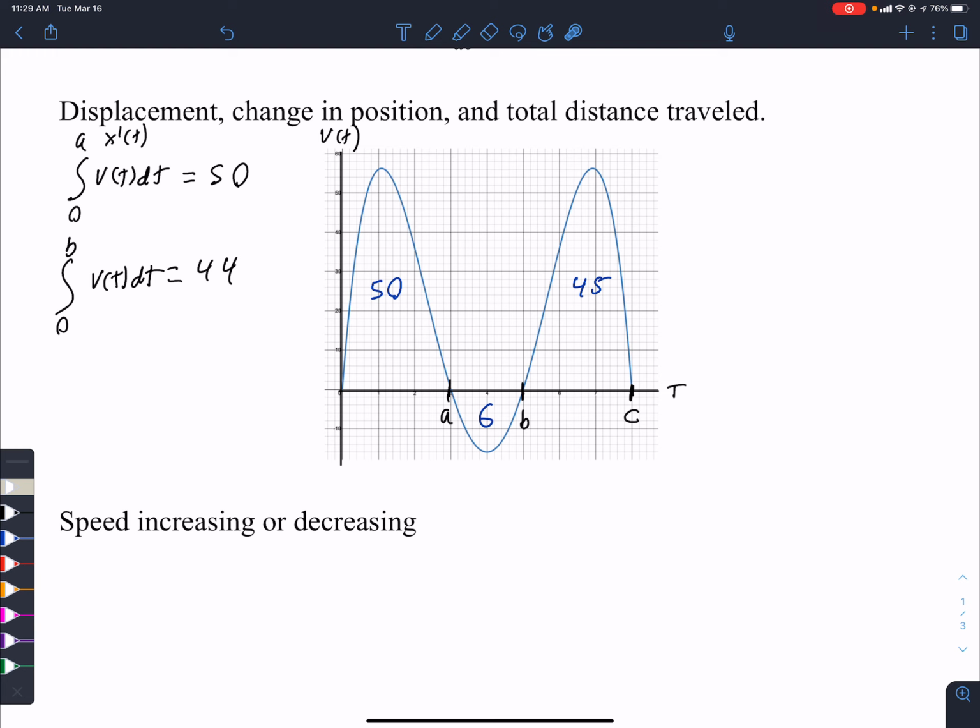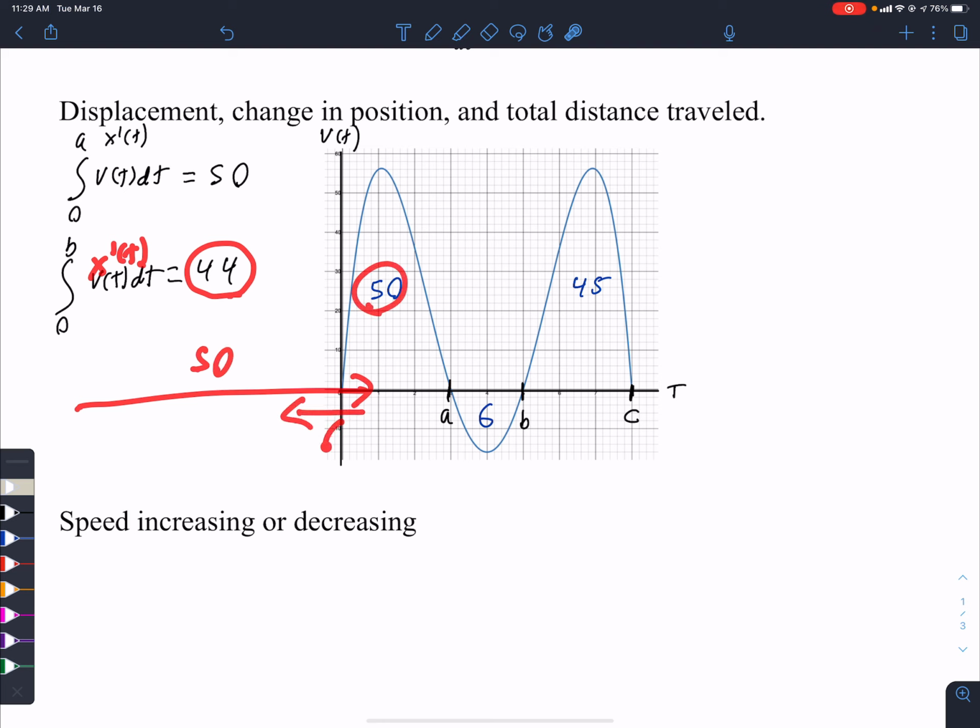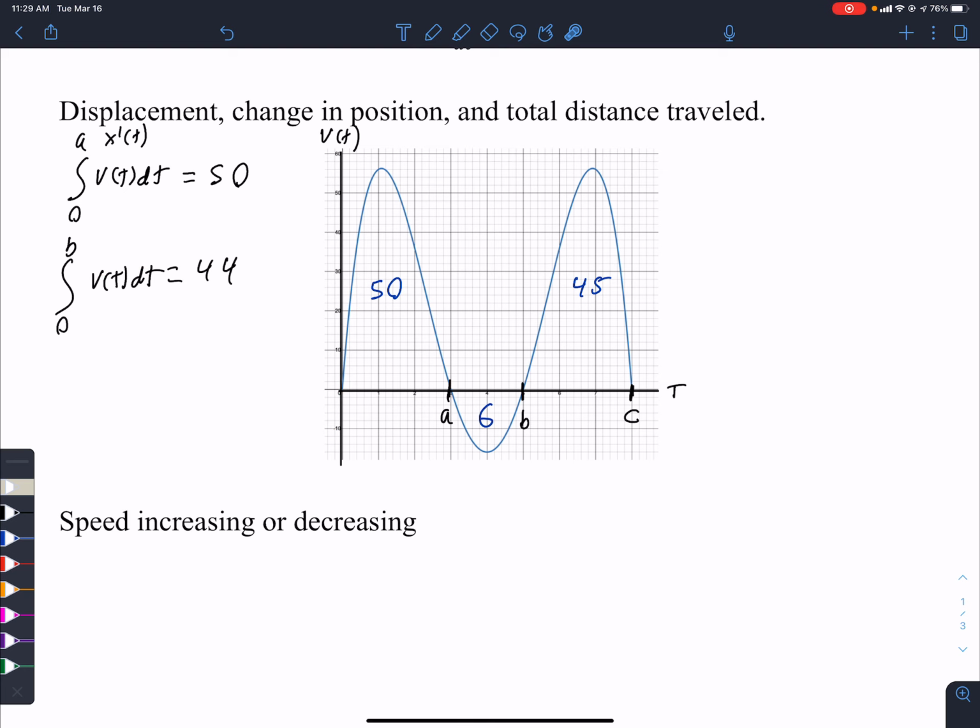So what is this saying? Remember, this is x prime of t. When you integrate the rate of position, it gives you the change in position. So the position changed 44. Why is it 44? Well, think about it. It moved 50 spaces to the right and then 6 spaces to the left. How far are you from where you started? 50 minus 6. So you've been displaced 44 spaces to the right, or your position has changed 44 spaces to the right. So when you integrate a velocity, it gives you displacement or change in position.